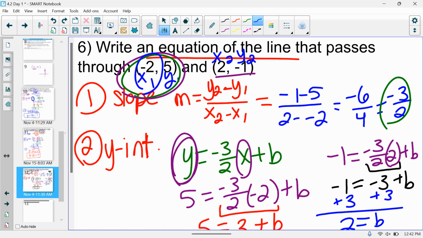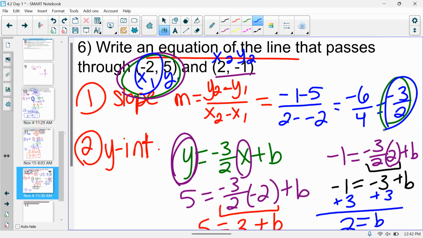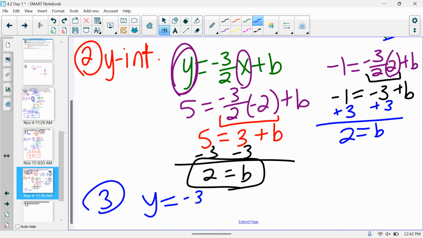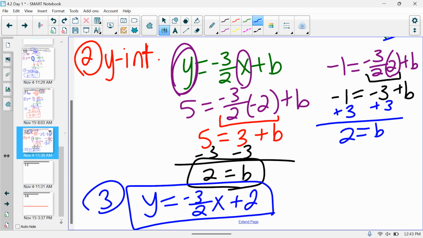Like you don't want to take the x from this point and the y from that point. Things come in pairs, right? So you have to take one pair and fill it in. Now we're ready to write the equation: y equals my slope, so negative 3 over 2x plus b, so plus 2. Questions on that one at all?